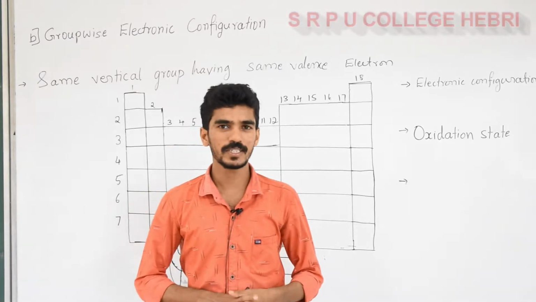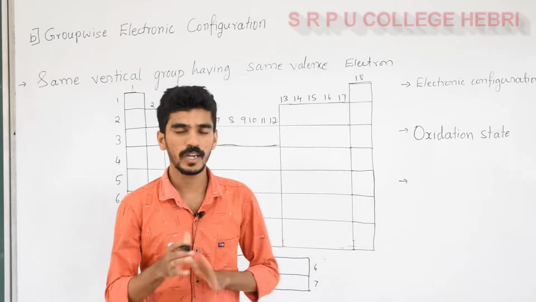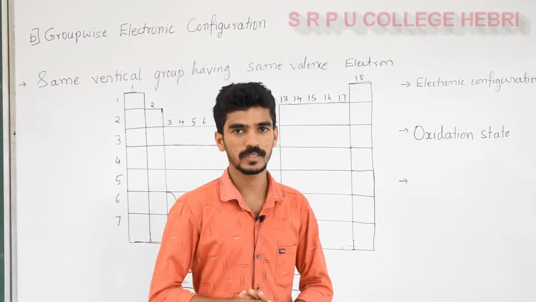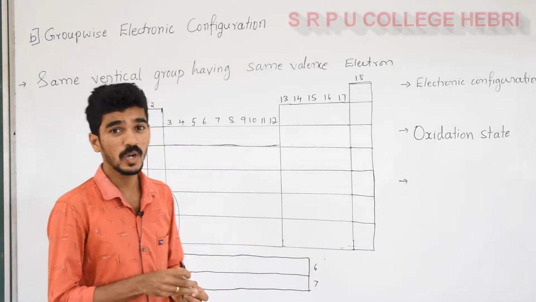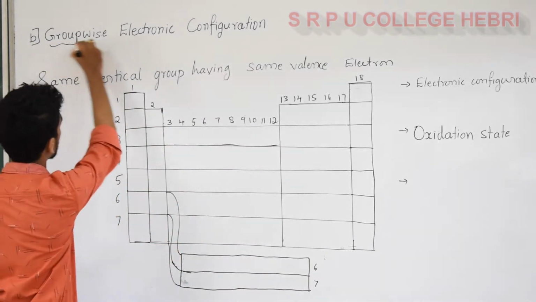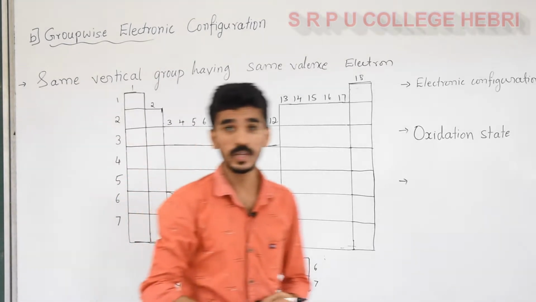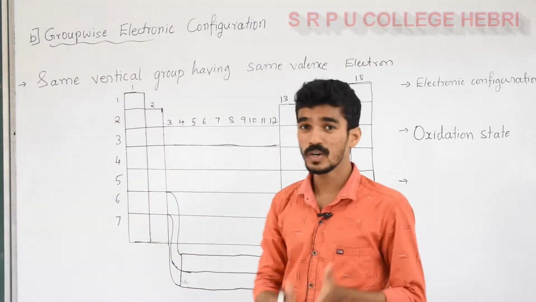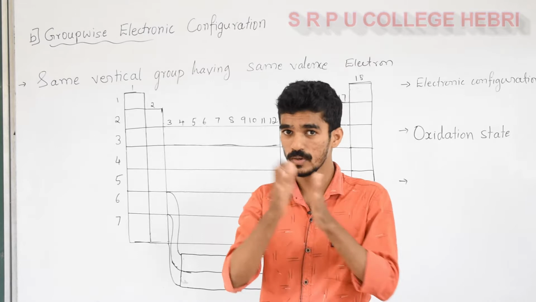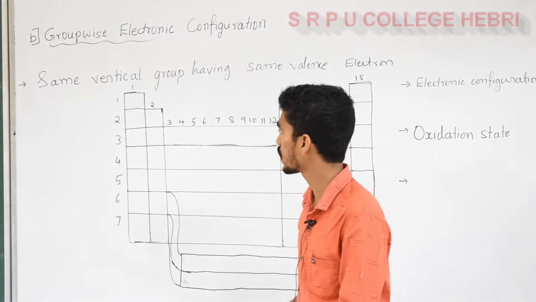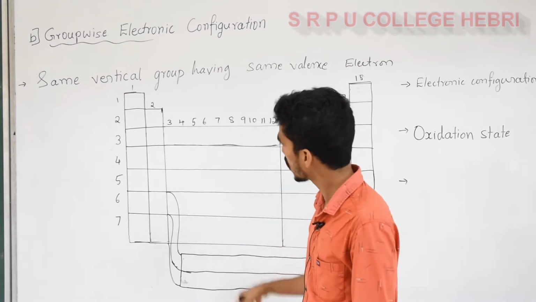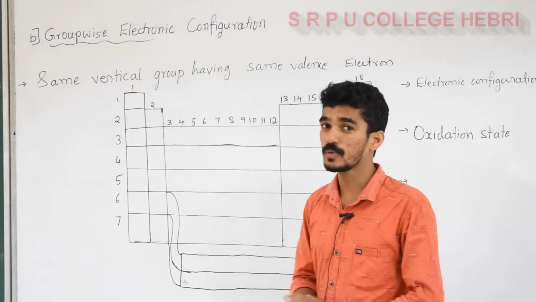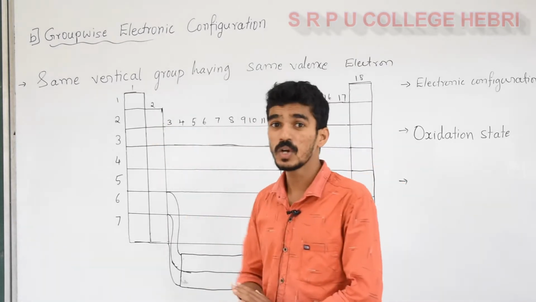Dear student, in the previous class we discussed the electronic configuration period wise. Now in this session we will continue with the same concept, but group wise electronic configuration. Groups are nothing but vertical columns. Whatever lines are drawn perpendicular to the bottom of this board, those are vertical lines, and they are called groups.